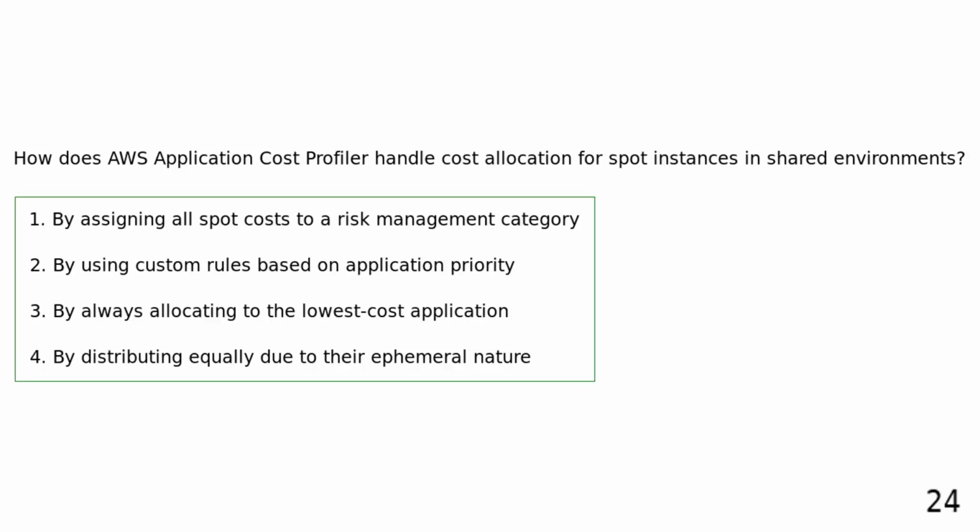How does AWS Application Cost Profiler handle cost allocation for Spot Instances in shared environments? By assigning all Spot costs to a risk management category. By using custom rules based on application priority. By always allocating to the lowest cost application. By distributing equally due to their ephemeral nature.